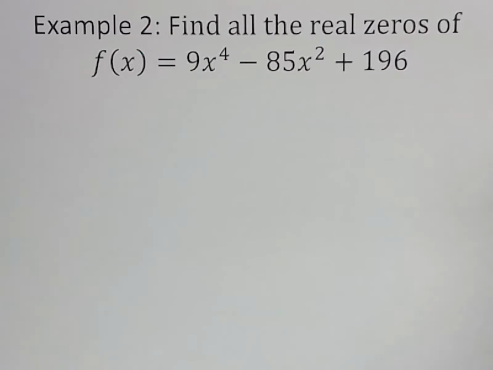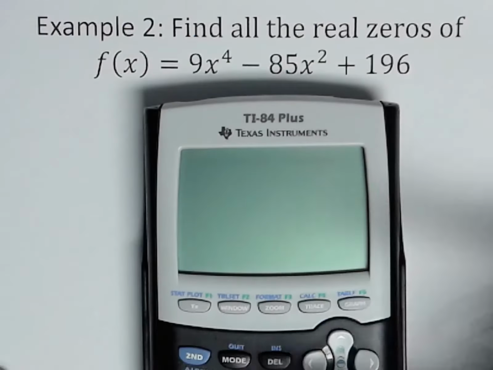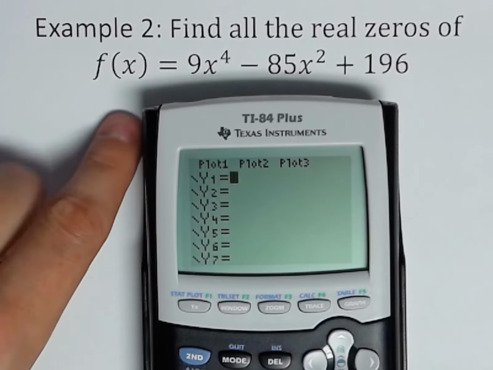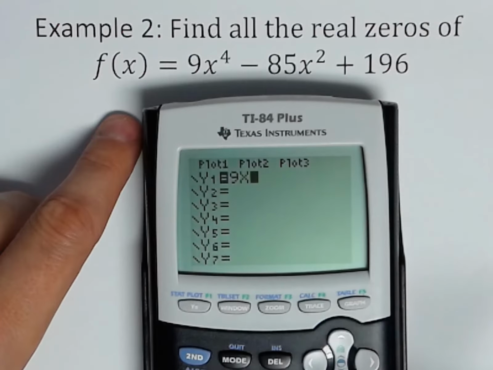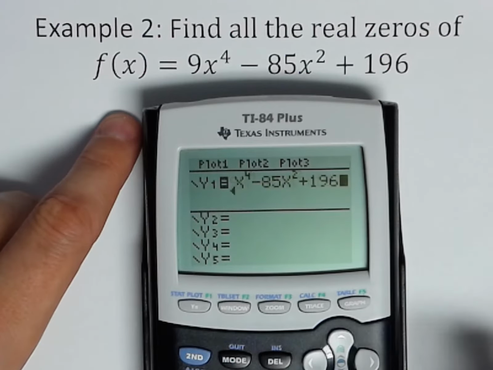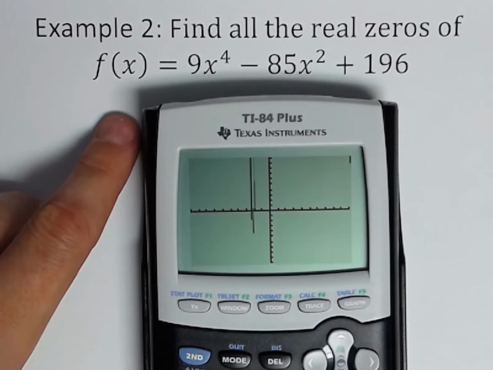Go right to our calculator. Let's graph it. Look for some nice integer zeros. So let me just put my calculator on the screen there. Again, I'd encourage you to do this on your calculator as well. So 9x to the fourth minus 85x squared plus 196. And if you want to look at the graph, that'll give us an idea what we're up against.